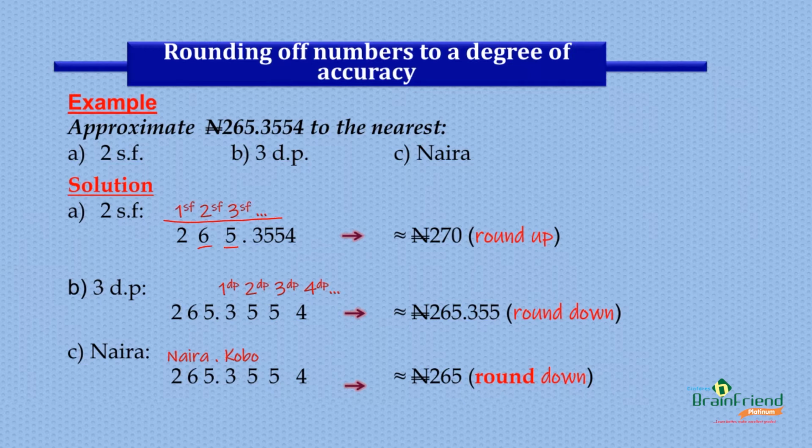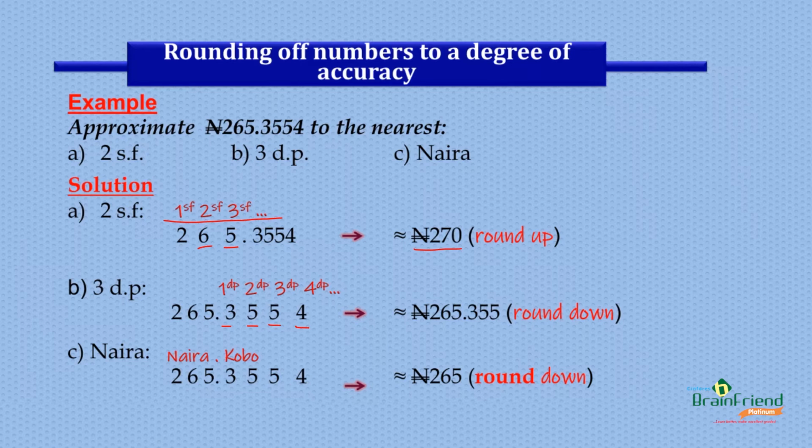So 6 is our target and the number to the right is 5. So we will round up. Therefore, our result becomes 270 naira. For the second part of this example, we are expected to round off or approximate to 3 decimal places. Now, for 3 decimal places, it means we are going to start counting the digits after the decimal point. That's what we mean by decimal place.